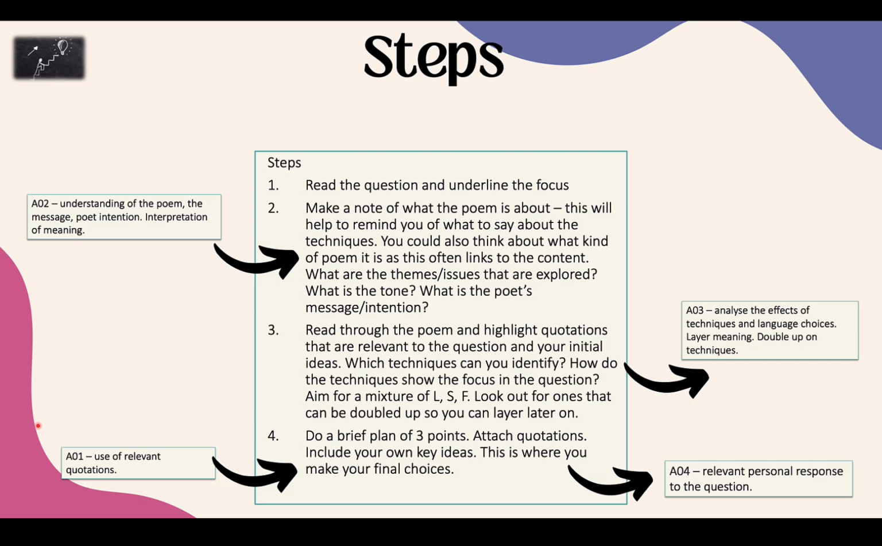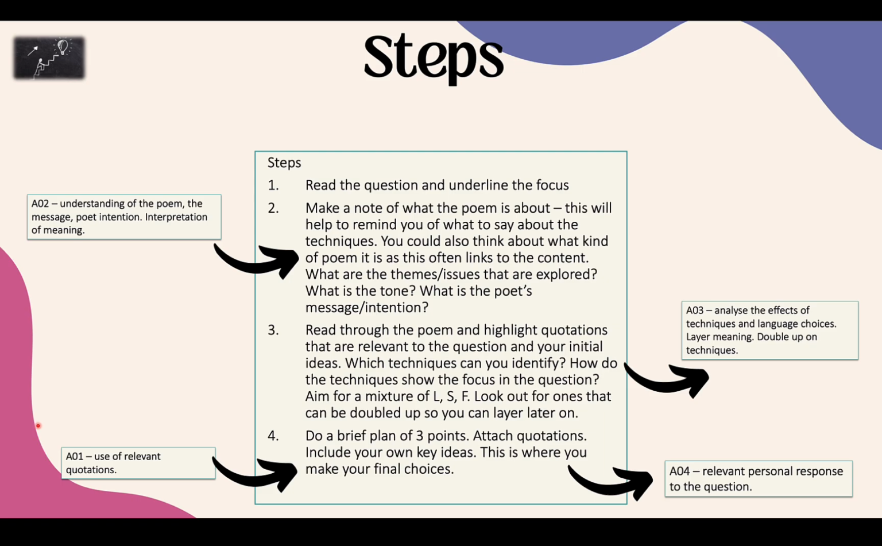So once you've made your notes, you've just got all of those ideas onto the paper, then you go to step 3, which is where you go back through the poem, and then you start to think about quotations, evidence that you can use. And these will be quotations that are relevant to the question, but also your initial ideas, because obviously when you go through step 2, you're thinking about that question, you're thinking about that keyword in the question, and that's probably going to guide you in terms of the things that you write down on the paper.